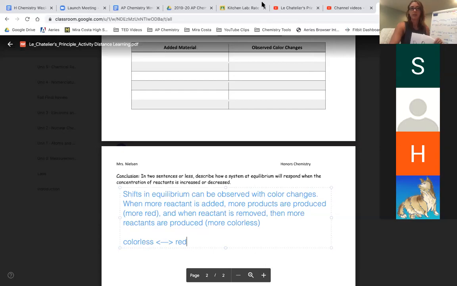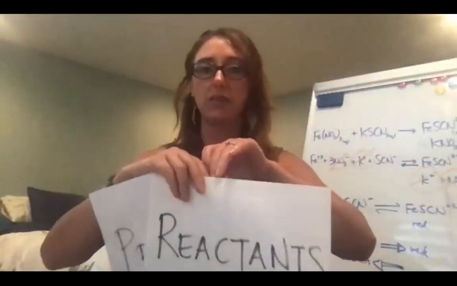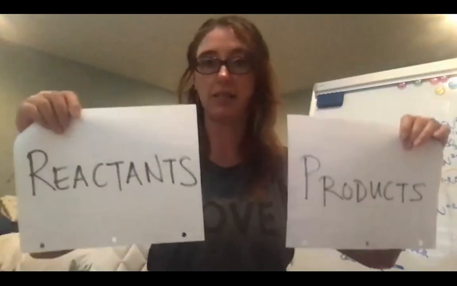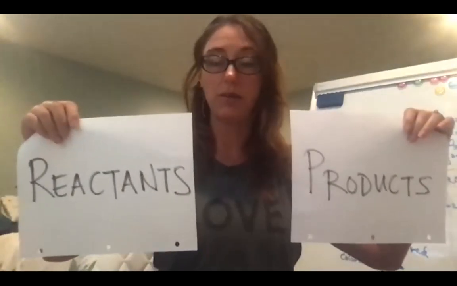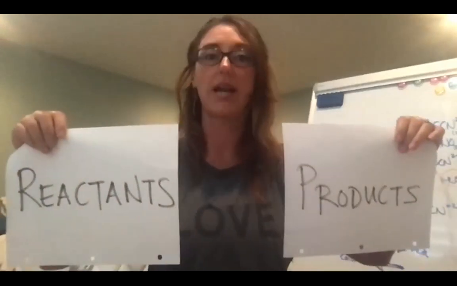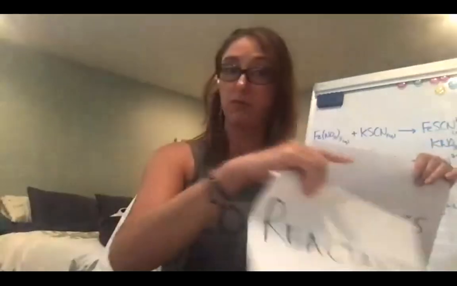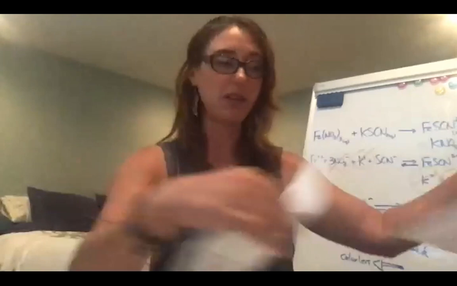I'm going to stop sharing so you can see me here. When I think of equilibrium systems, I like to think of those scales of justice where we have reactants and products. And so if we're at equilibrium, it doesn't mean that we have equal amounts of reactants and products. What it actually means is that the rate of the forward reaction is equal to the rate of the reverse reaction. So I often think of those scales of justice.